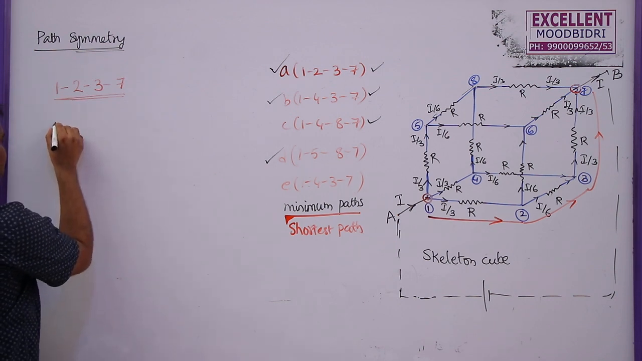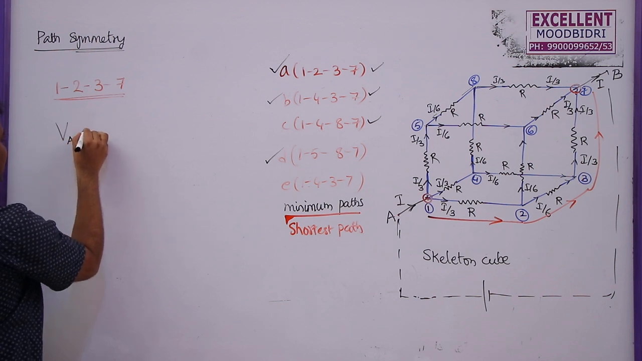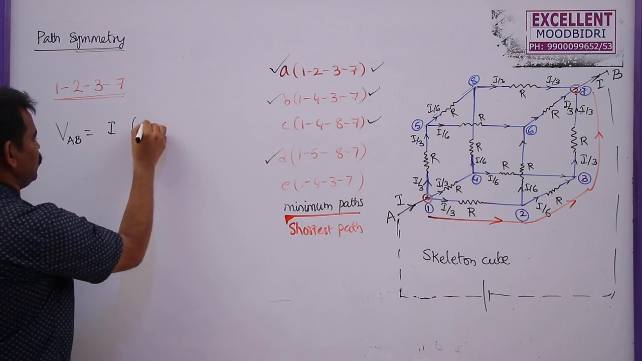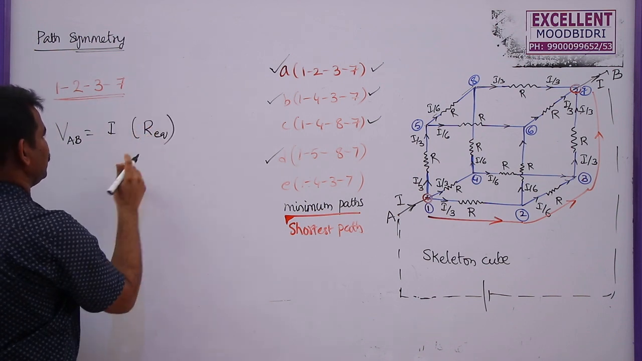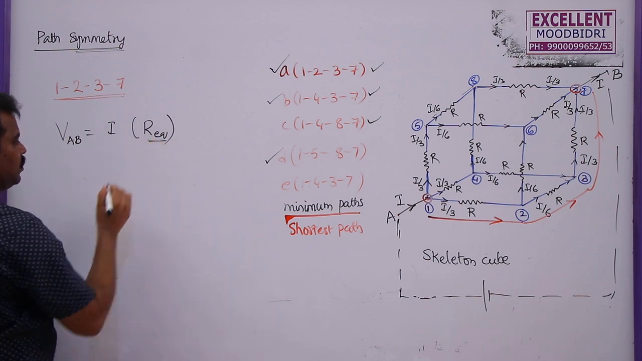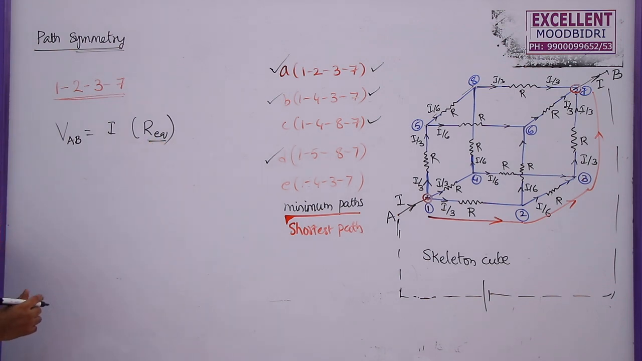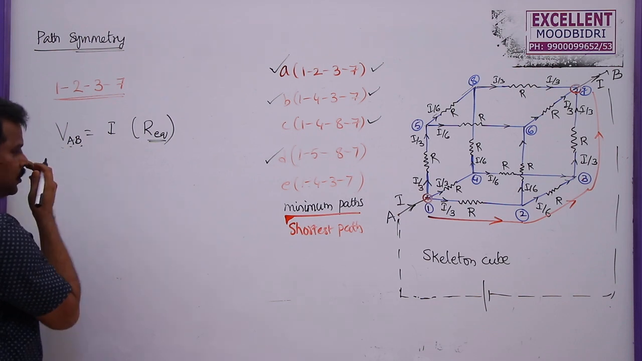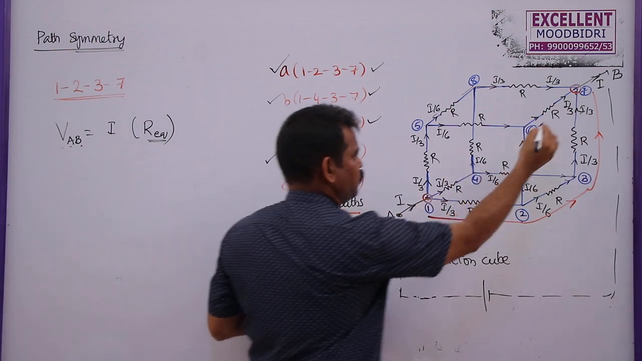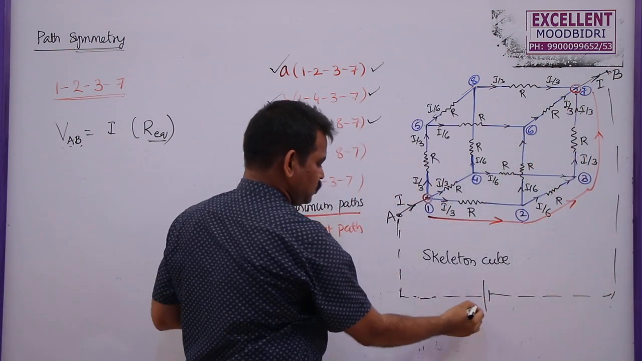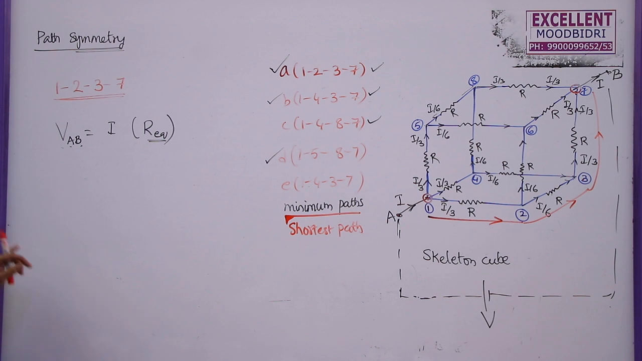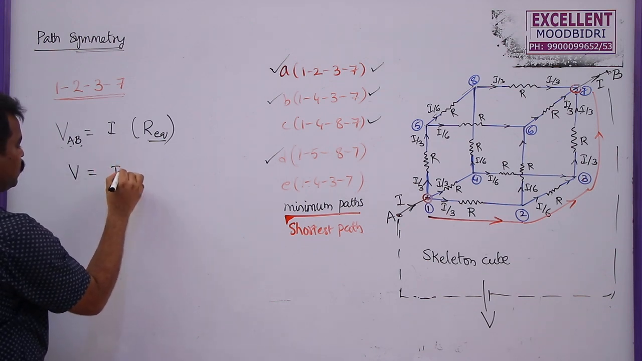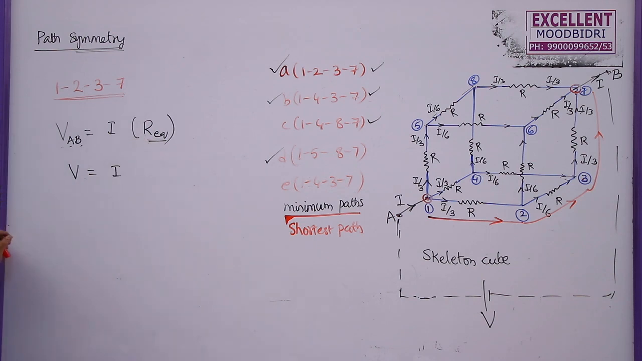Now in this case, the potential difference between A and B is given by the amount of current passing through this, multiplied by the equivalent resistance between A and B. So R equivalent is the equivalent resistance between A and B. So what is VAB, the potential difference between A and B? This is point A, this is point B. The potential difference between these two is equal to the potential of the battery. So I am going to write this as V is equal to the current that is entering into this circuit, I, times R equivalent.